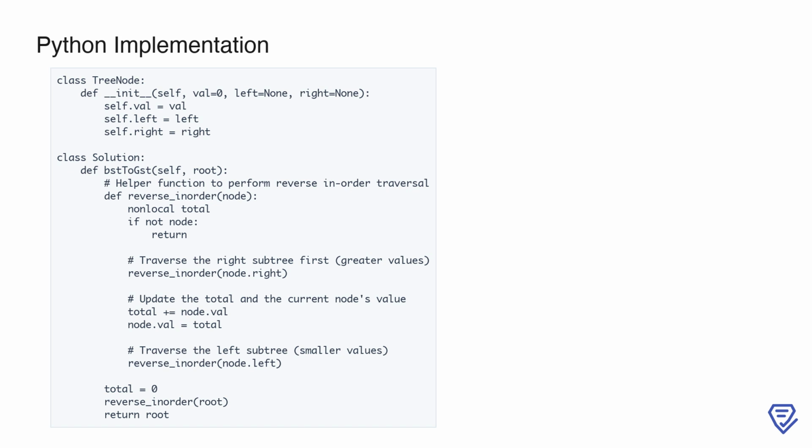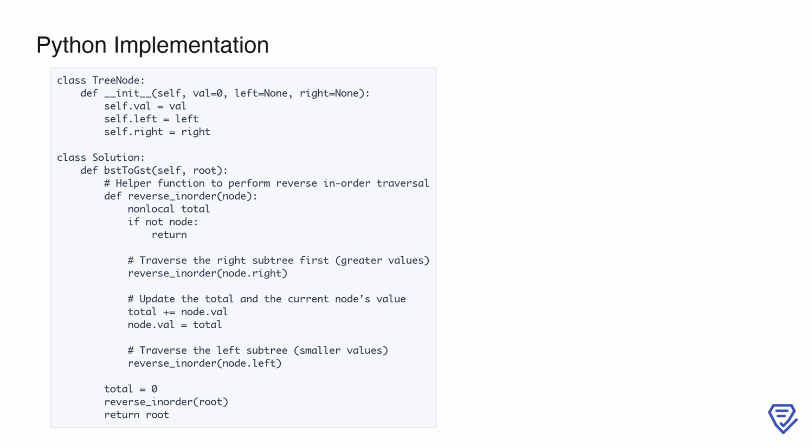4. Base case. If the current node is None, a leaf node's child, the function returns immediately. 5. Recursive calls. The traversal starts with the right subtree, greater values, then updates the current node, and finally traverses the left subtree, smaller values. 6. Return value. At the end of the traversal, the modified tree is returned as the result.